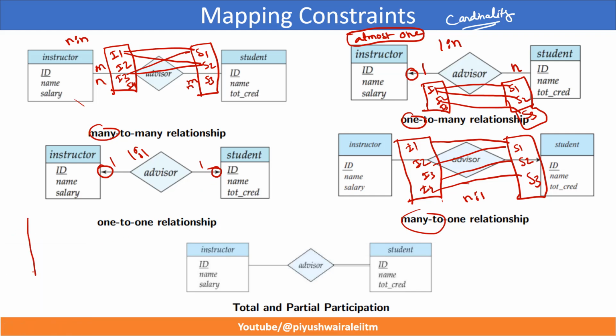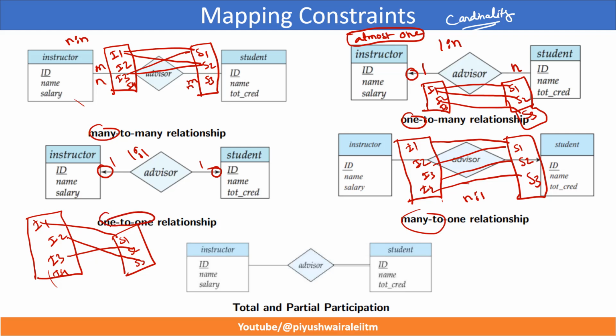Say for example, again we are representing I1, I2, I3 as the instructors. Then we have S1, S2, S3. So each student has only one instructor and each instructor has only one student, right? So that is at most one. So I4 may not be associated with any student. That is also possible because it is at most one. That is what a one to one relationship is.